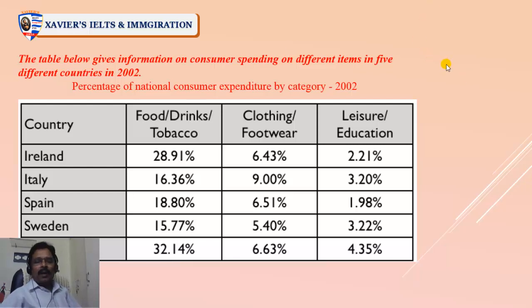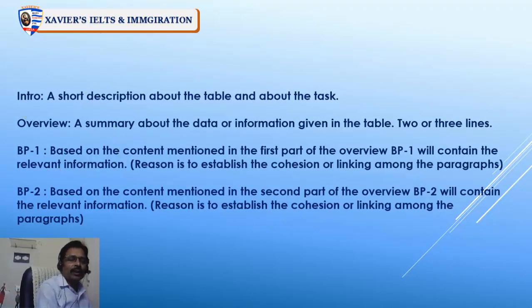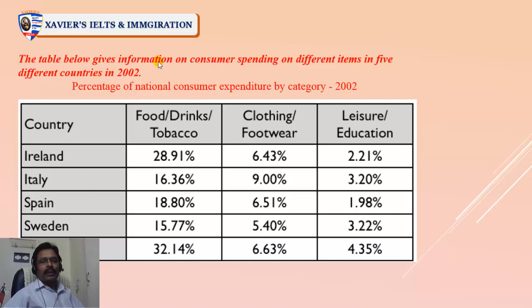Now, for the planning, I have written what to plan and how to plan. What should the intro contain? A short description about the table and about the task. So if I go back and show you, in the intro, the things we are going to cover are the categories, the names of the countries, and the heading part. These 3 things are the main ones, and we will be covering them in our intro.